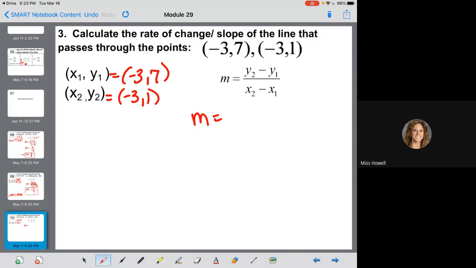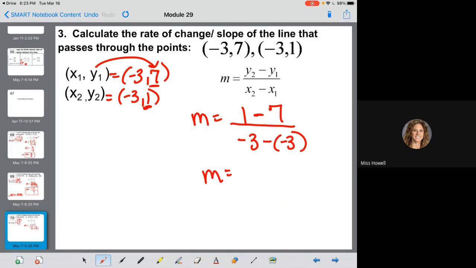All right, subtracting our y's on the top. So y2 is 1 right here. Y1 is right here, right? This is y1 right here, it's 7. All right, do the same thing with our x's. So negative 3 minus a negative 3. All right, do our subtract and see if we can do any simplifying. So 1 minus 7 will give us a negative 6. Negative 3 minus negative 3 is the same as saying negative 3 plus 3, which would give us a 0.